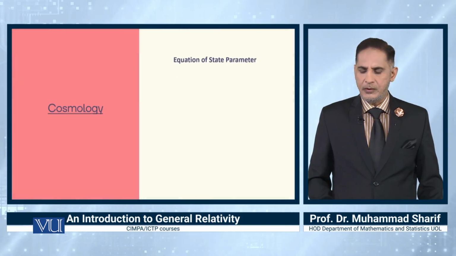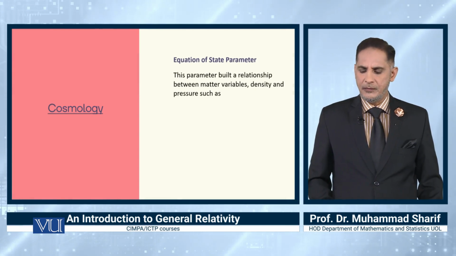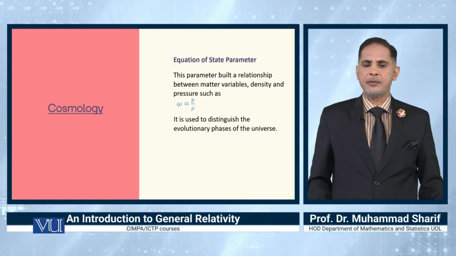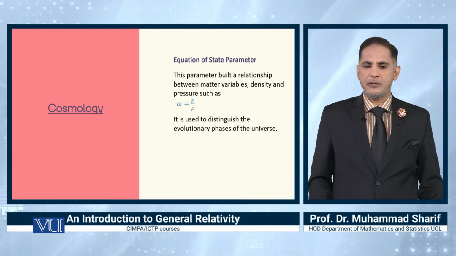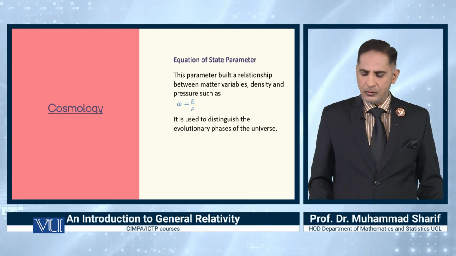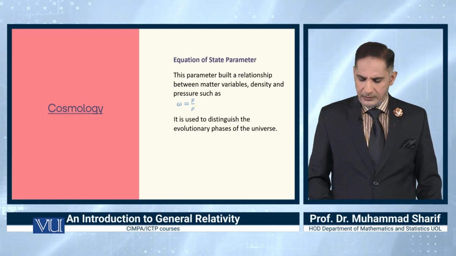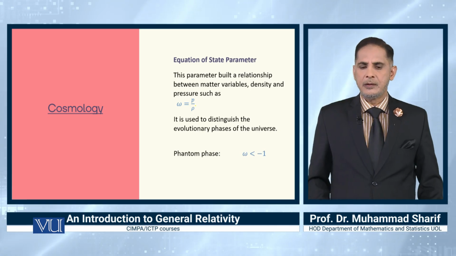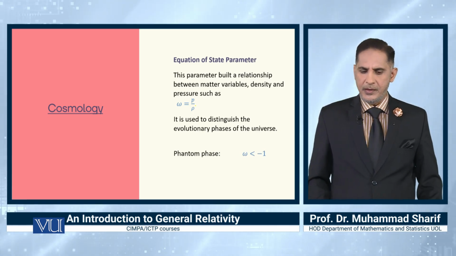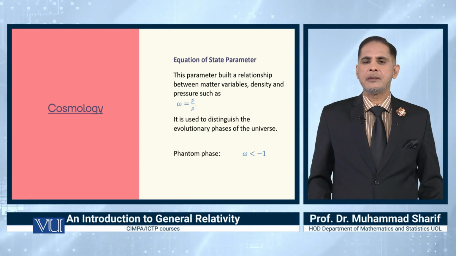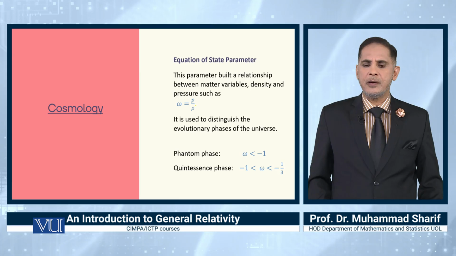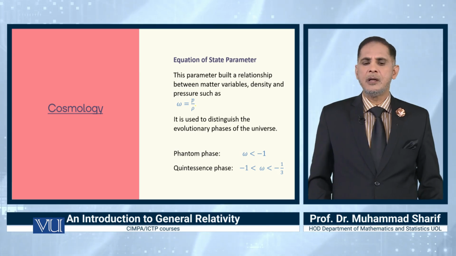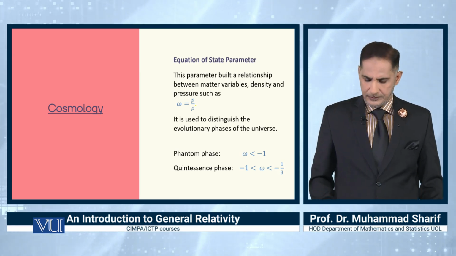The next parameter is the equation of state parameter. This is in fact a relationship between matter variables like density and pressure, like this. Here omega is the equation of state parameter. It is used to differentiate the evolutionary phases of the universe. That is, the phantom phase when omega is less than -1, while when omega lies between -1 and -1/3, we have the quintessence phase.